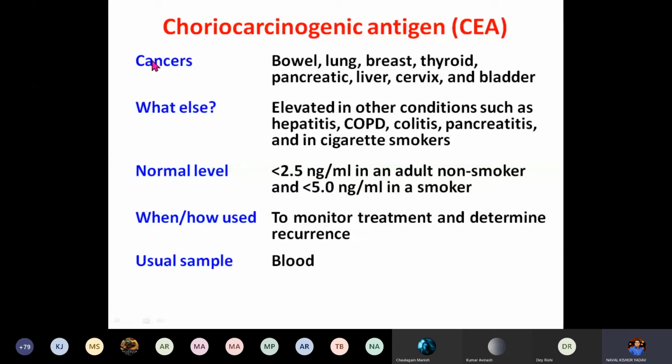So it is done in the case of different cancers like bowel cancer, lung cancer, breast cancer, thyroid, pancreatic, liver, cervix, and bladder cancers.